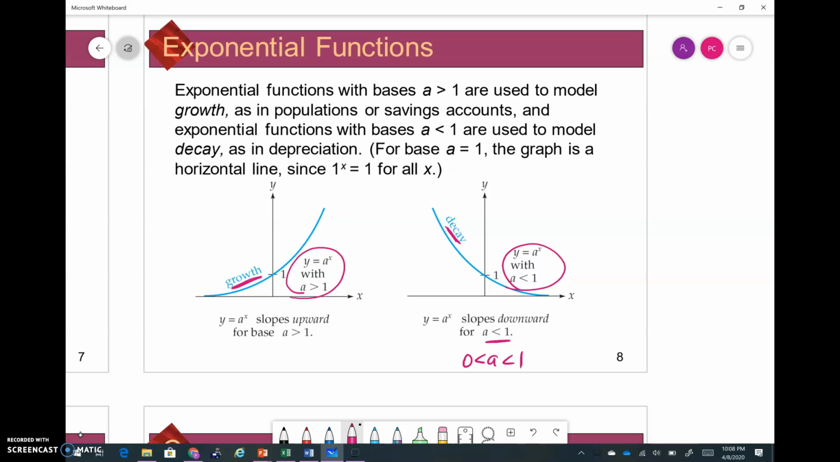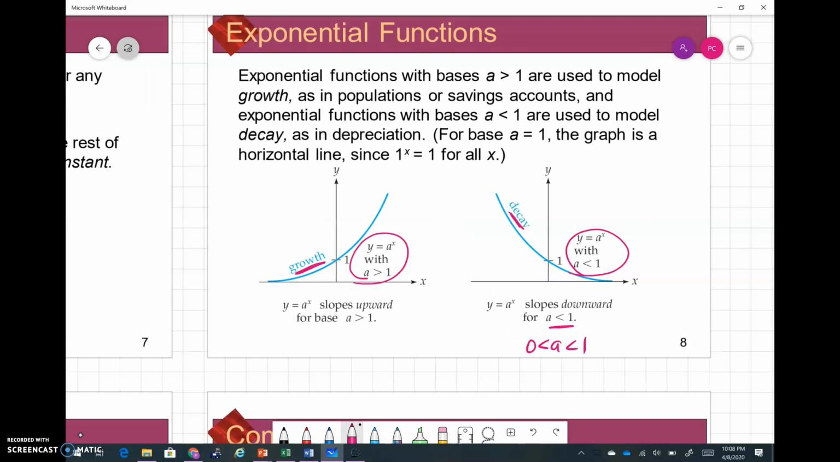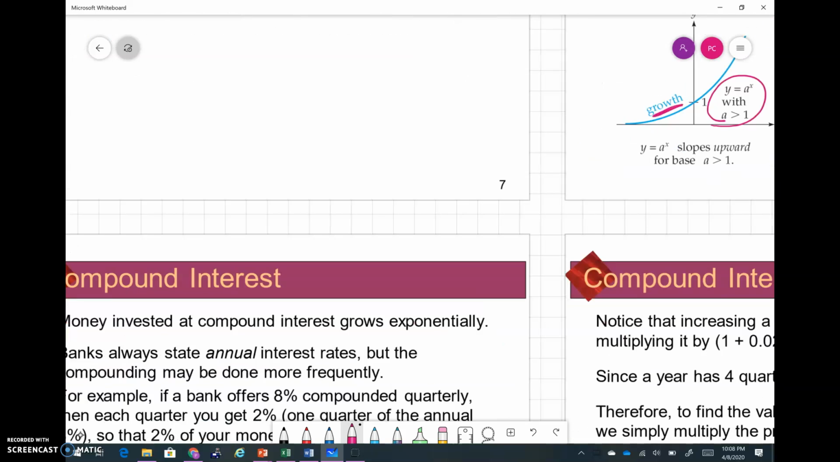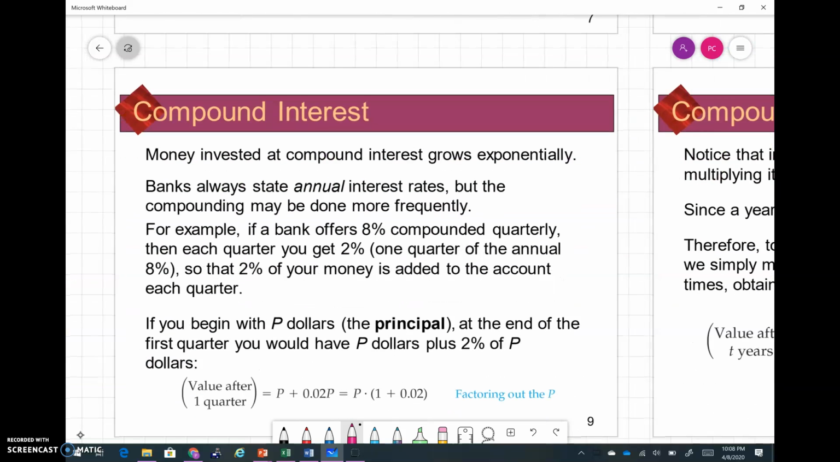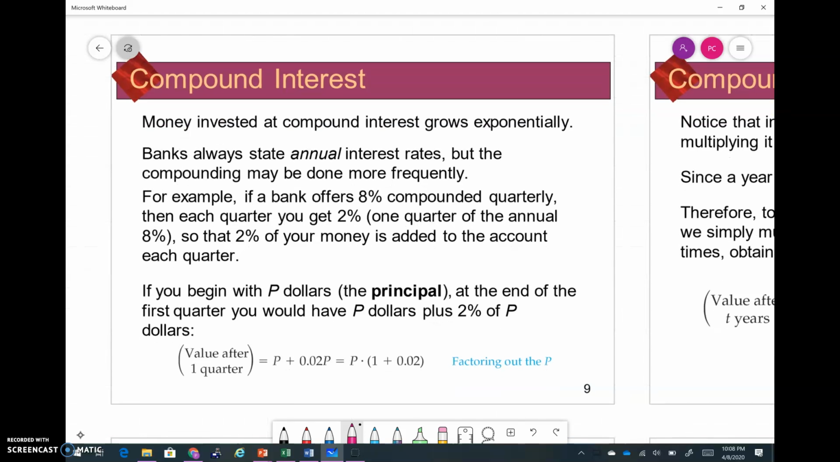All right, let's keep going. Now, where we're going to use this the most for business calculus would be money. We're going to use this a lot with money.